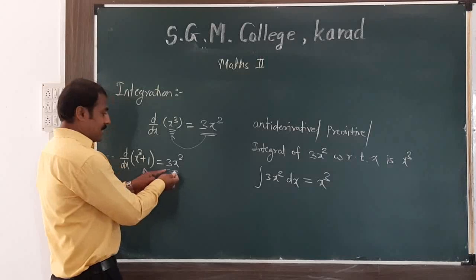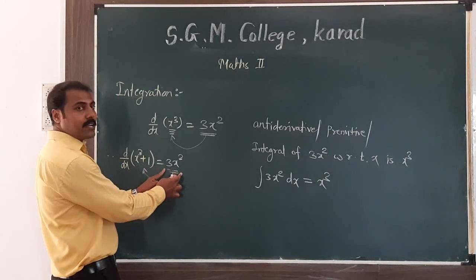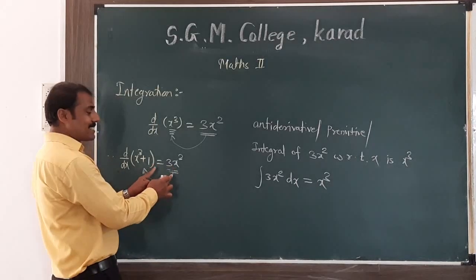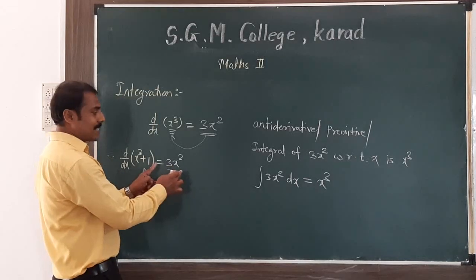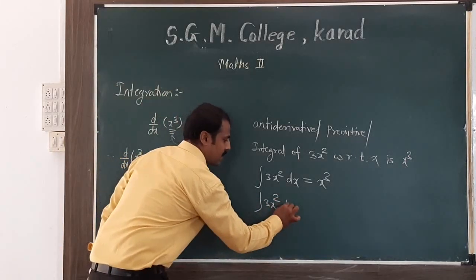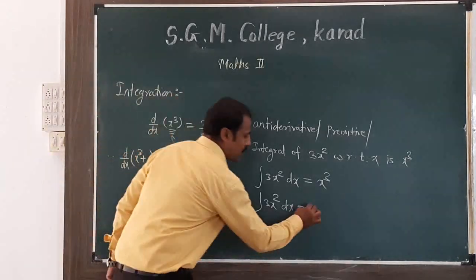So x cube plus 1 is called an antiderivative of 3x square, or it is also called the integral of 3x square with respect to x. Now it is x cube plus 1.